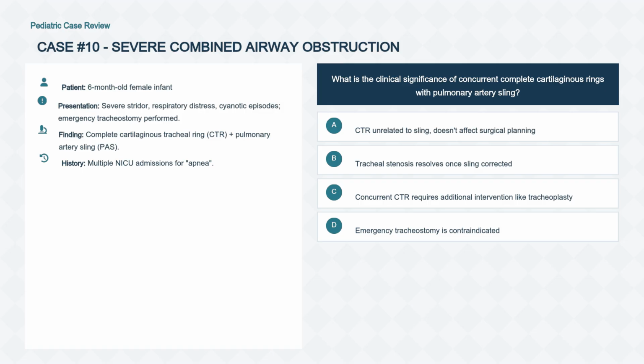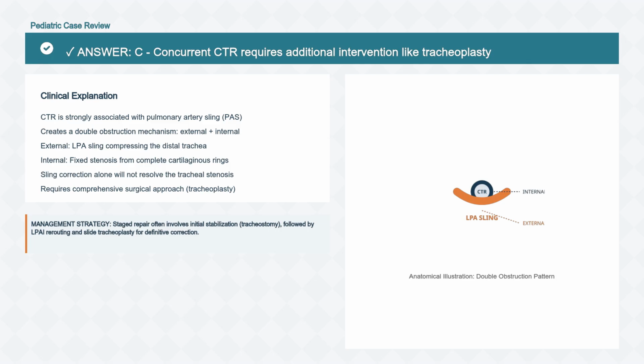Option A, unrelated to sling. Option B, tracheal stenosis resolves once sling corrected. Option C, concurrent complete rings require additional intervention like tracheoplasty. Option D, emergency tracheostomy is contraindicated. The correct answer is option C, concurrent complete cartilaginous rings require additional intervention like tracheoplasty.